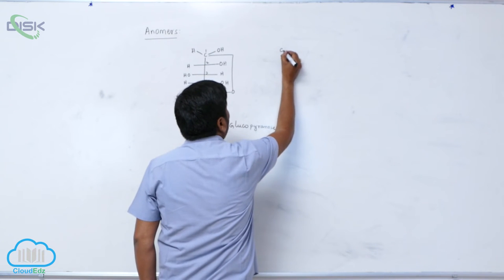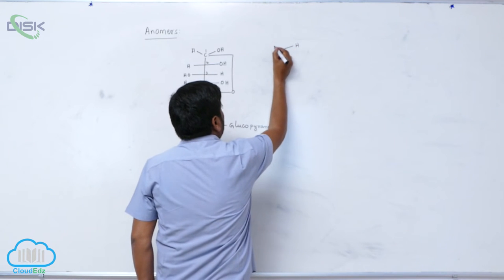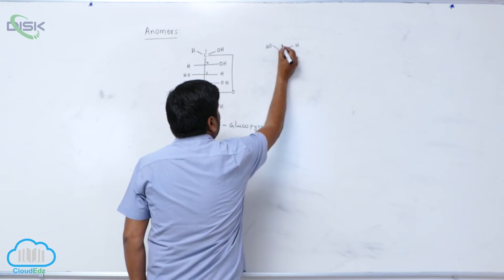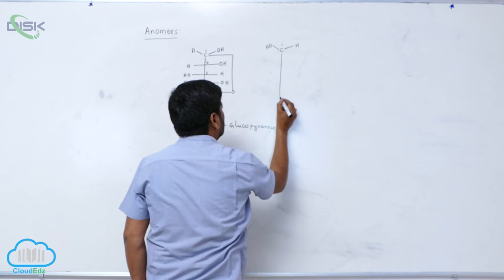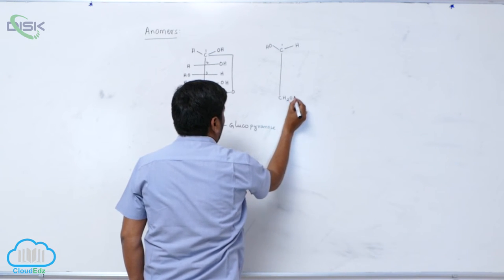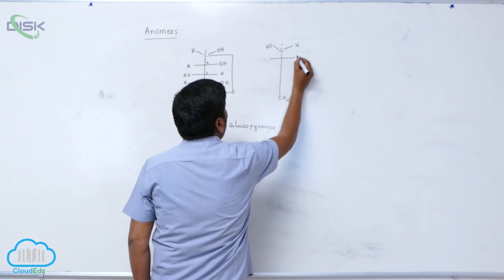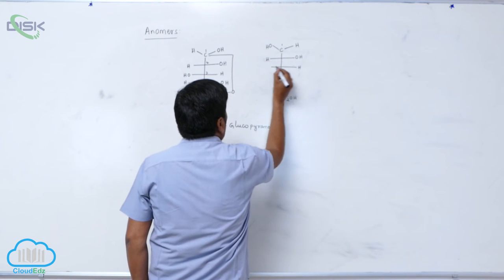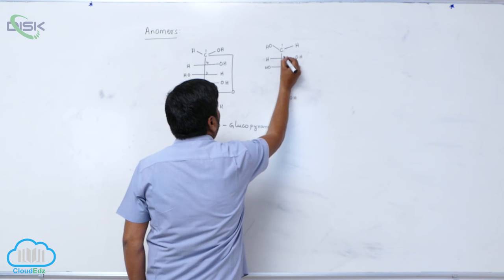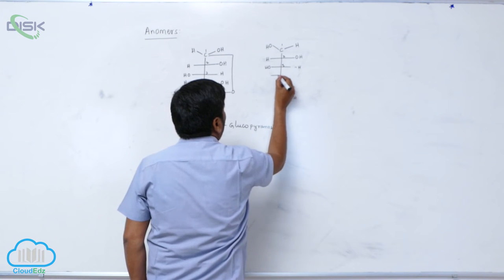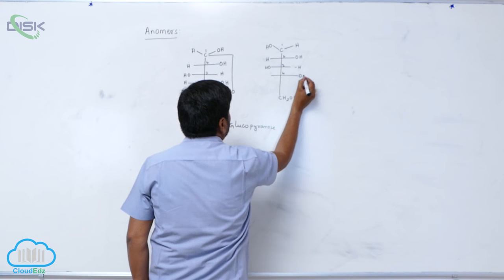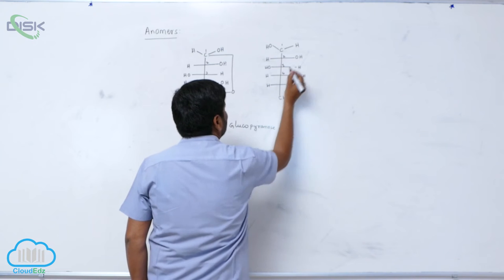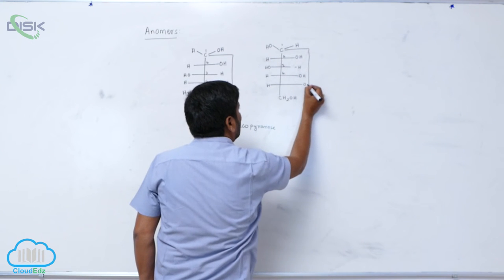Second one is: if the first carbon OH is right side, it is known as alpha form. If the first carbon OH is left side, it is known as beta form. OH hydrogen, hydrogen OH, third carbon, fourth carbon OH is right. Fifth carbon, oxygen involved in cyclic linkage.